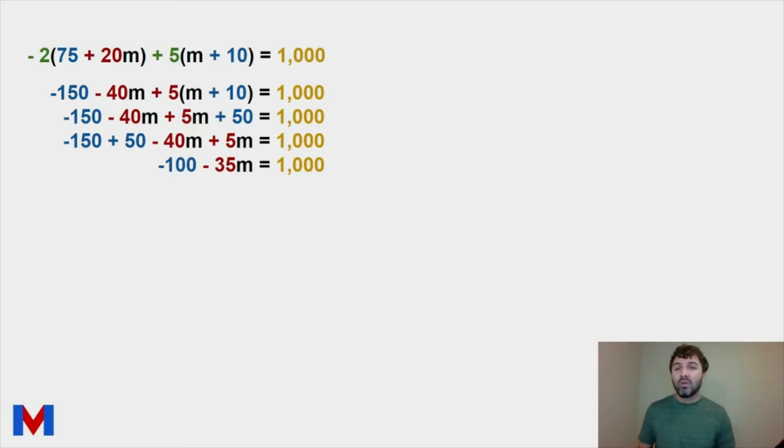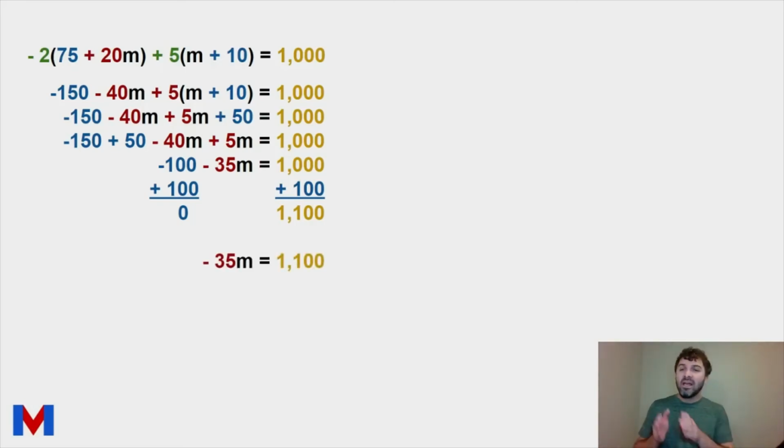So here we got a two-step equation. Negative 100 minus 35m equals 1000. I'm going to get rid of that negative 100 first. That's kind of far away from that variable. I'm going to do plus 100 because that's going to make it a 0. And what I do to one side, I do the same thing to the other side. Negative 100 plus 100 is 0. 1000 plus 100 is 1100. So what I'm left with now is negative 35m. Remember, subtraction, I subtract 35m, same as negative. So negative 35m equals 1100.